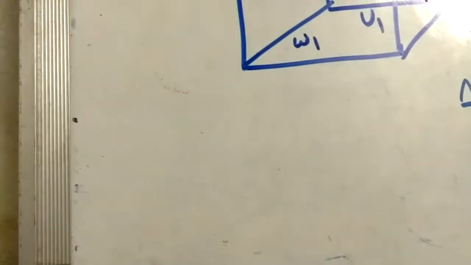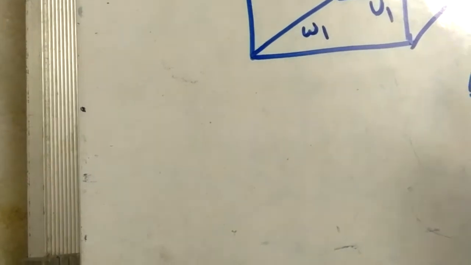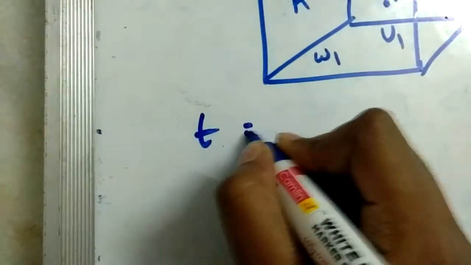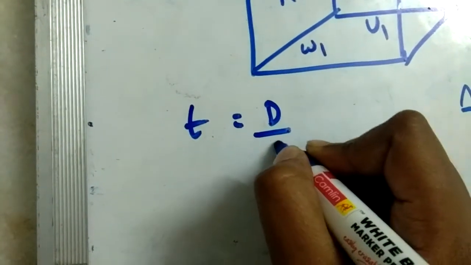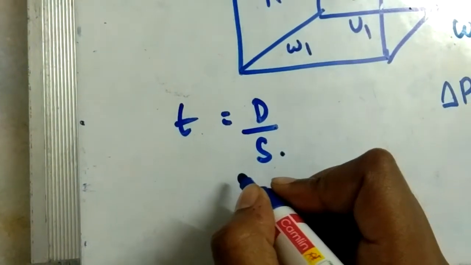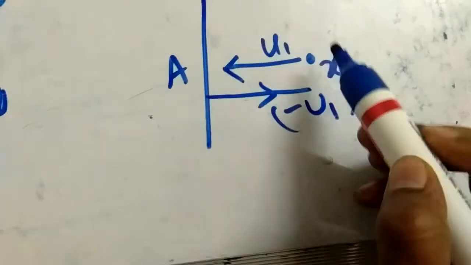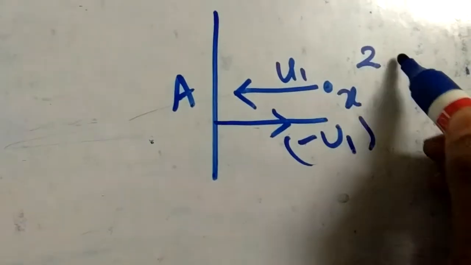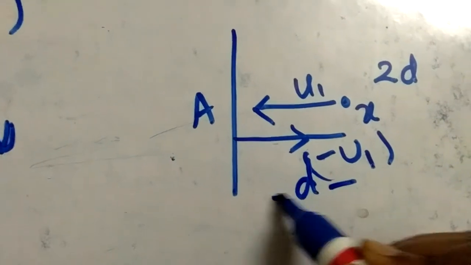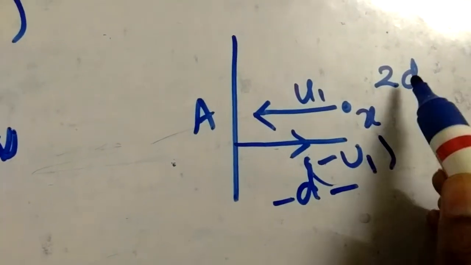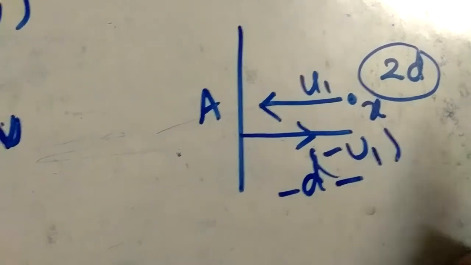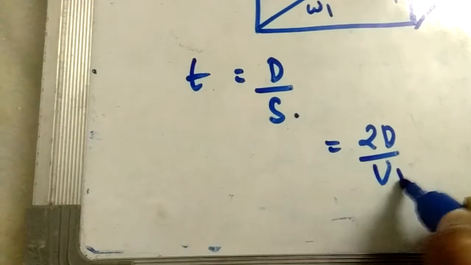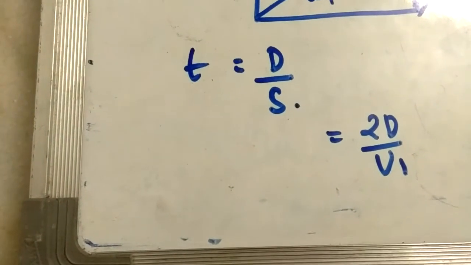Now that you have the change in momentum of the particle, let us find the time taken by the particle. Time taken will be distance covered divided by speed. What is the distance covered by the particle? The particle bounced and again rebounded. It has covered the same distance d two times. Therefore, the distance covered is 2d, and the speed is u1. So you got the time and the change in momentum.